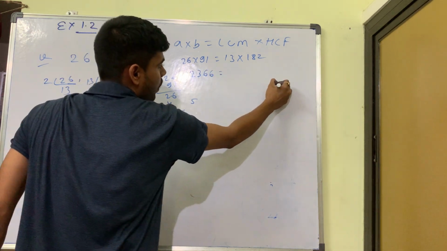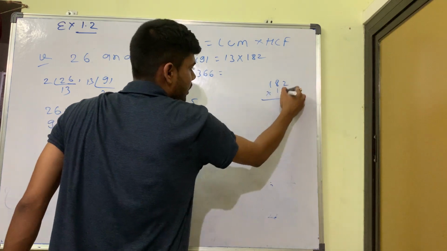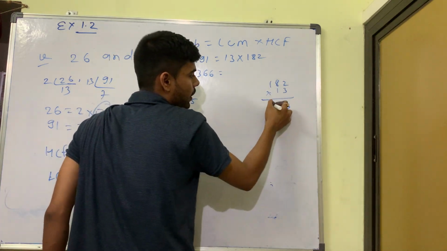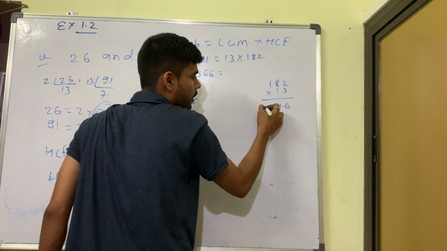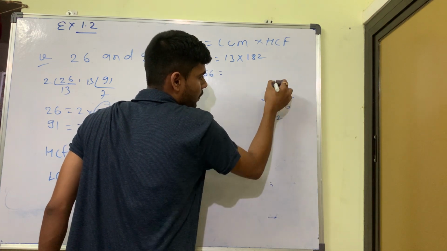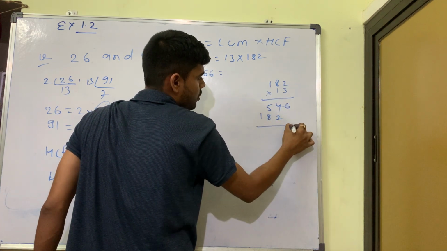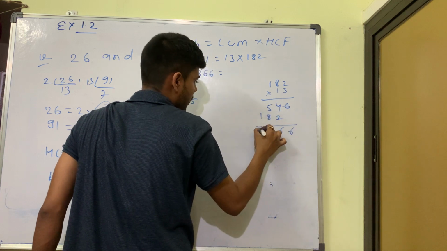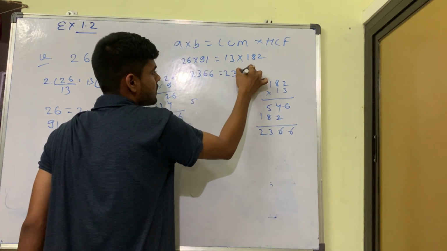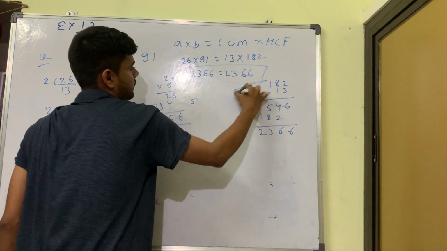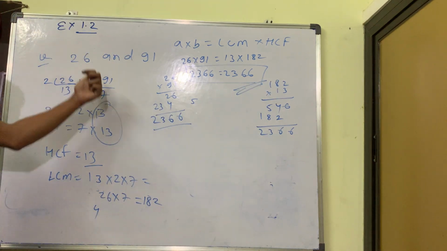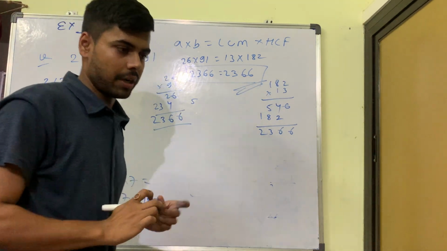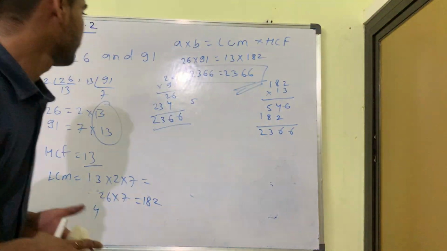Here you check. 182 into 13. 3 2 is 6. 8 3 is 24. 4 carry 2. 3 2 5. 182. So 6 6 8 5 3 1 1 2. So what is the answer? 2 3 6 6. So it is right. So this is my verification, as you have to do. Okay. So write it down.